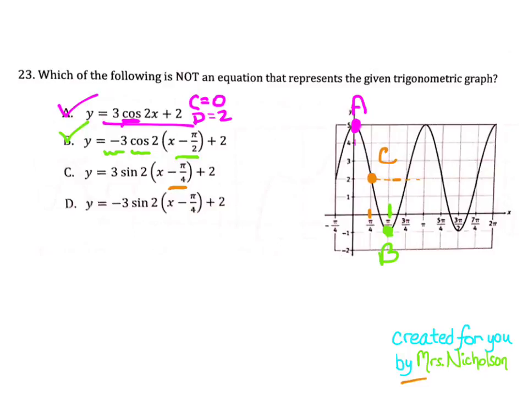Well, if I look back at answer choice C, it is sine, but there's no negative in front. If I look at answer choice D, it's the same horizontal shift. So this point's also for D. And it is sine, and there is the negative there. So D is the correct one, which leaves C as the equation that does not work for our graph, and that's our answer.